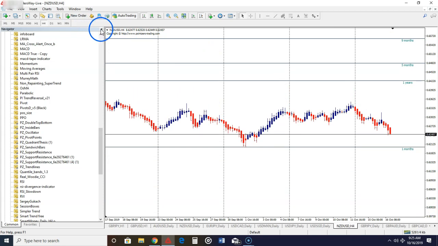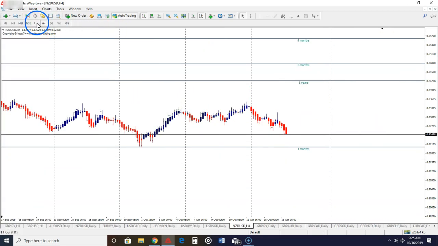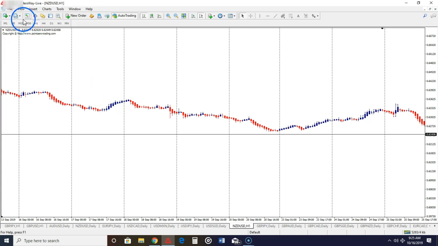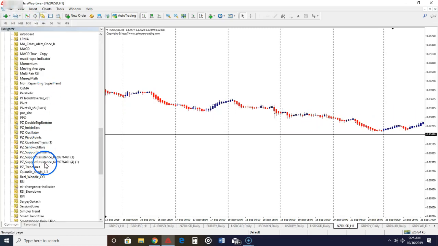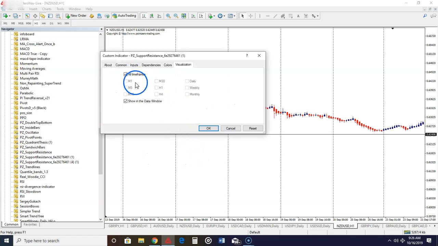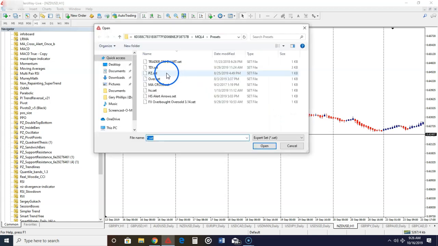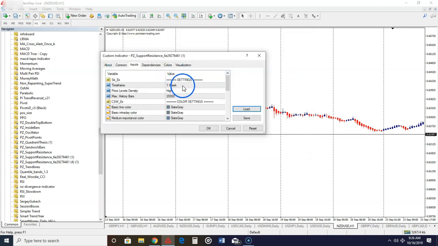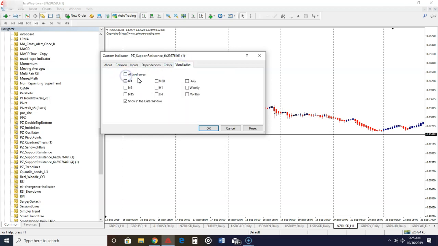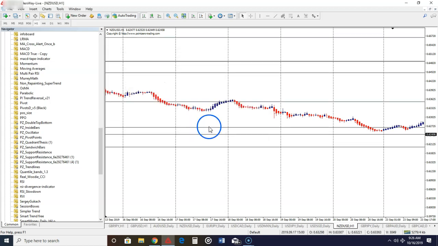So, almost done. Now let me go to the 1 hour time frame. Let me drag it onto the chart again. I want to see my 4 hour levels. Where do I want to see them? On the 1 hour time frame. There it is.